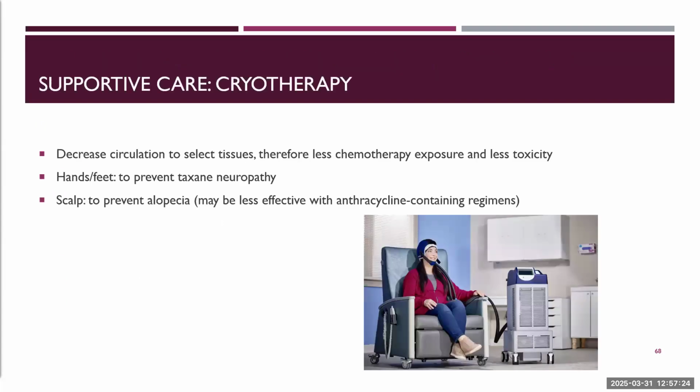Another piece of supportive care is cryotherapy. As you can see, they're getting cryotherapy. You can get it in a couple different places, scalp or hands and feet, and this is to decrease circulation to select tissues, therefore less chemotherapy exposure and less toxicity. For the scalp, this is used to prevent alopecia or hair loss associated with a lot of our chemotherapy agents. If they are receiving an anthracycline, it might be less effective if they do cryotherapy, but a lot of patients usually will opt to do this on their scalp to try and prevent hair loss.